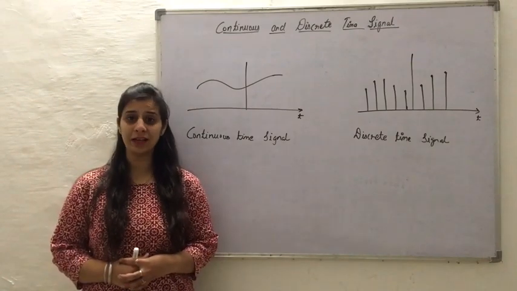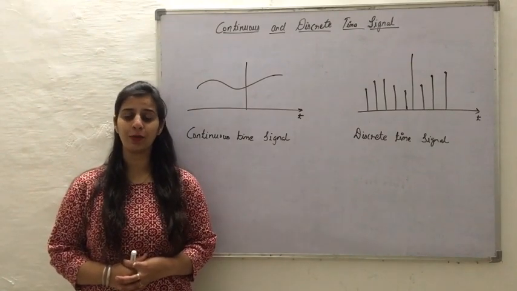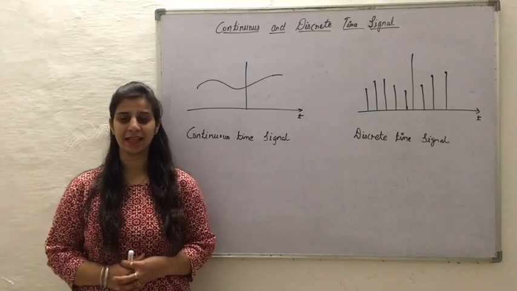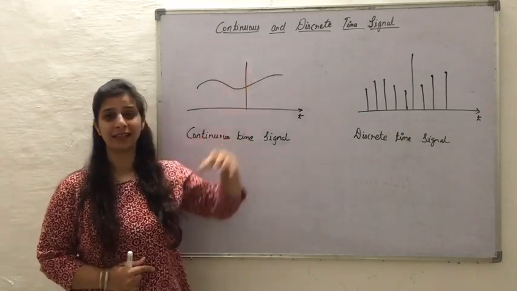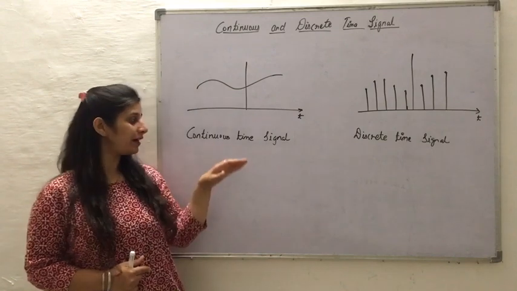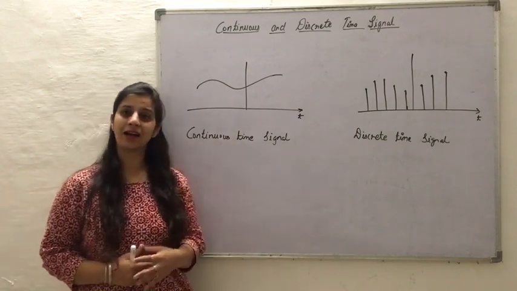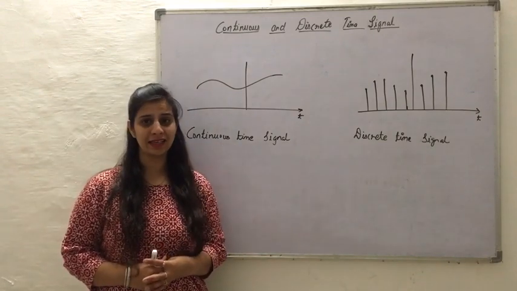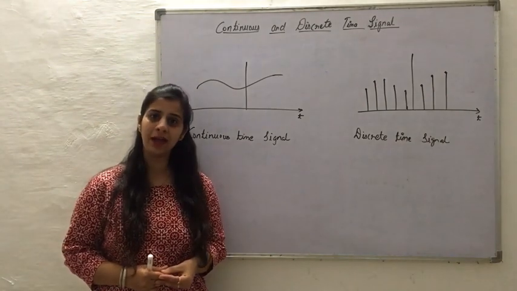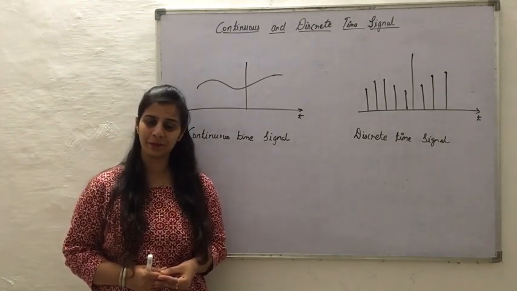Welcome to Pankti's tutorial. This video lecture is about one of the classifications of signals, and that is continuous and discrete time signals. To define, a continuous time signal is a signal that will have some value at every instant of time.